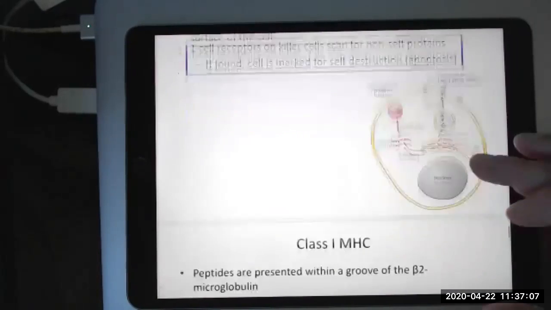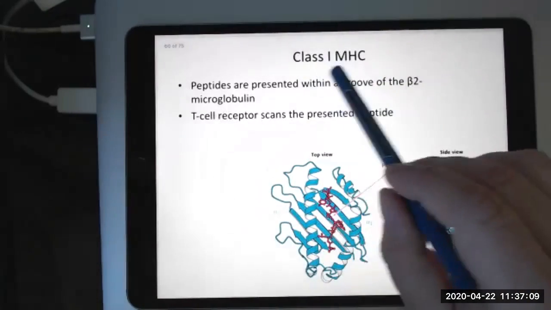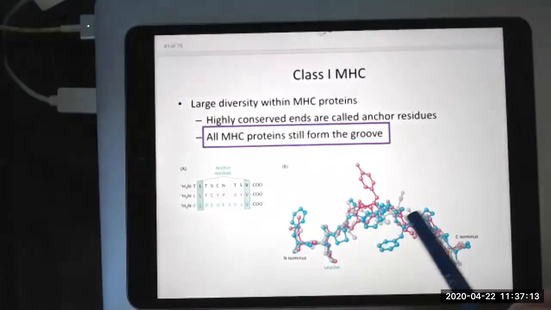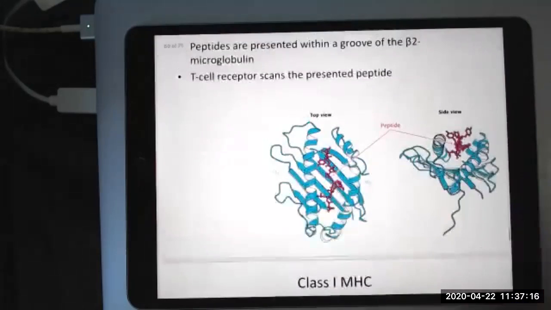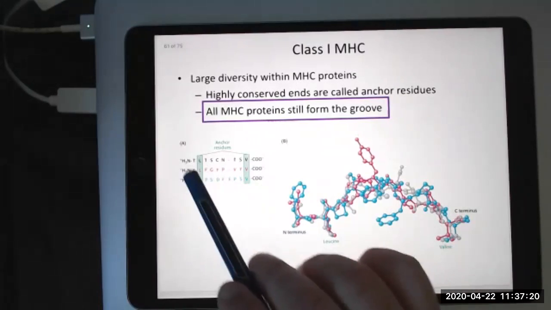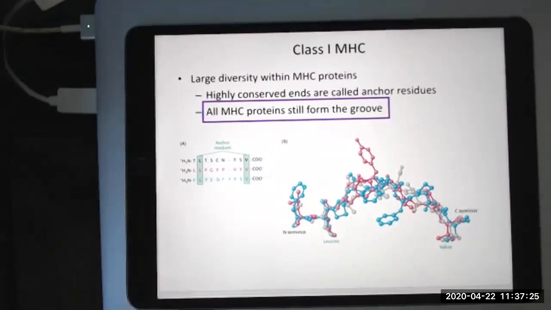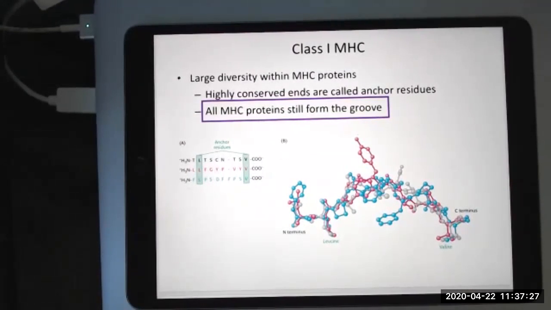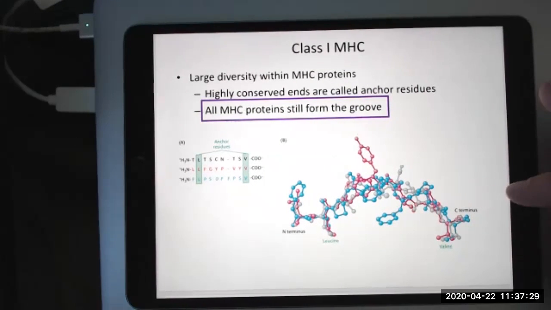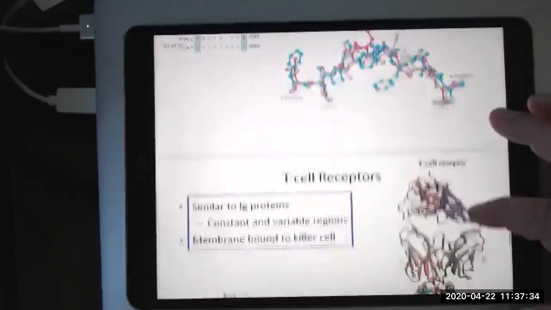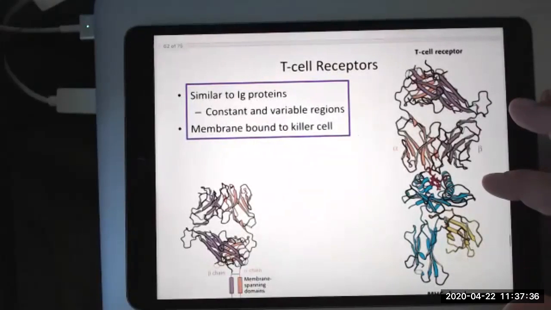So the MHCs form this groove, and I always thought it looked like a taco shell. In that groove there's quite a bit of diversity, so it can display all sorts of different types of peptides onto the surface. The part that looks at this is the T cell receptors.